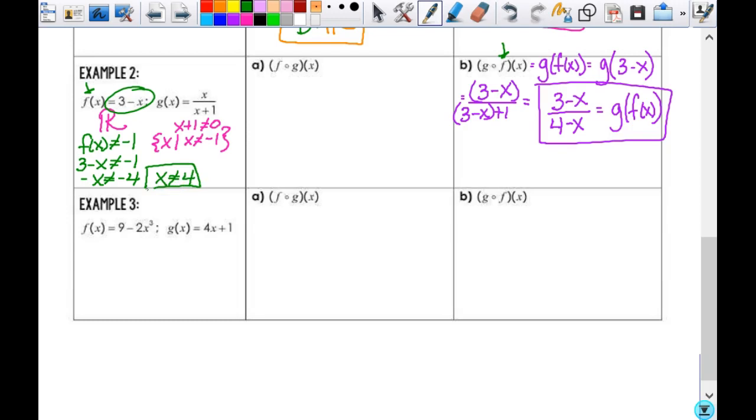Okay. So I come over here, and my domain then is the set of all x's such that x cannot equal 4. And if you look here, you can get that from the final product too, right? But sometimes things cancel out where you don't see all of those restrictions in your final product. Okay? Are we all good with all that? Any questions so far?